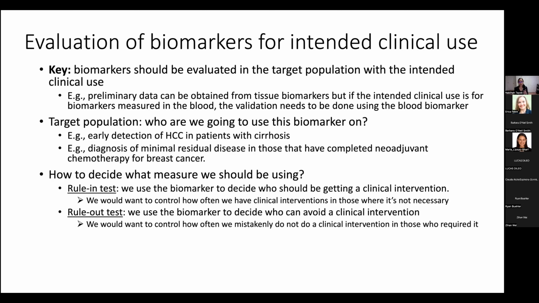But we want to use this new biomarker to decide some people do not need the biopsy. So we want to use the biomarker to decide who doesn't need the biopsy. In this context, we want to make sure everybody who has cancer and who is high risk, who has high grade cancer, we have high sensitivity. All those patients still get detected, but we want to control how often we don't do a clinical intervention in those who require it. So how often did we have a false negative? We said, okay, no, you don't need a biopsy, but actually you had high grade cancer and we should have sent you for a biopsy.